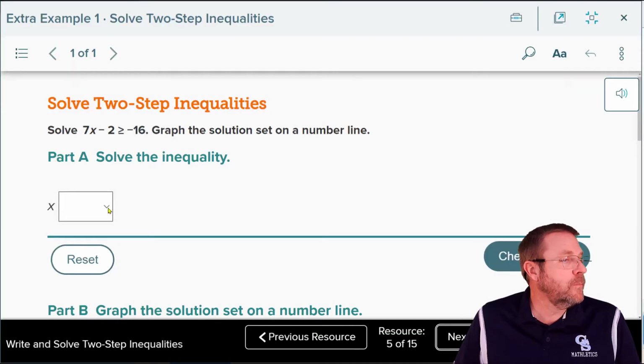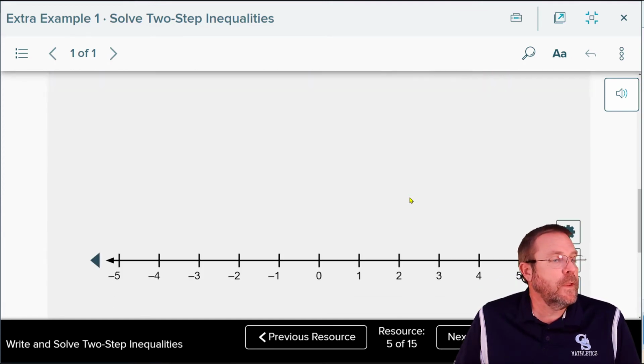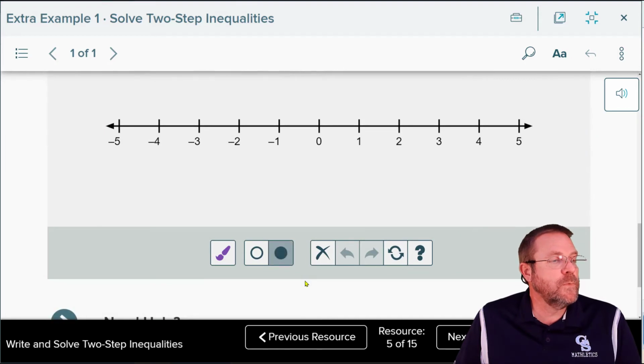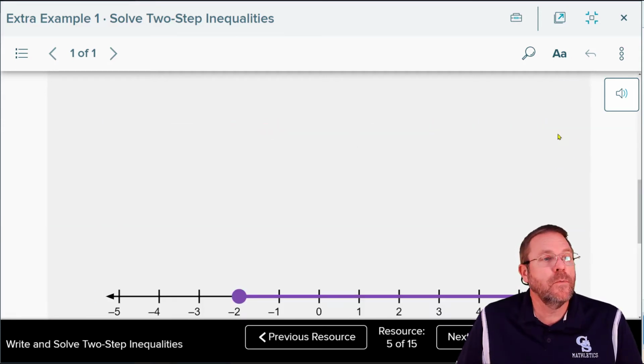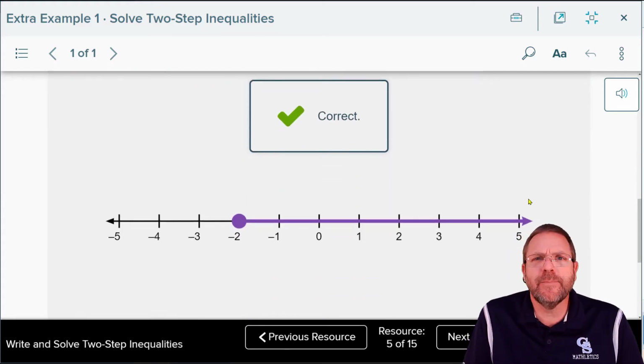Jump back to our answer page. Greater than or equal to negative 2, and the answer checks. Now we're going to graph it. It's an or equal to problem, which means we need a solid circle. I'm going to start at negative 2. X was greater than it, so we're going to start here and go to the greater than side, which is right there. Check that answer. It checks too. Easy math. Anybody can do this stuff.